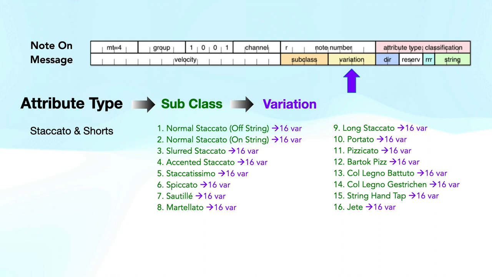I'm still going through the attribute types for staccatos and shorts. Yep, we got it. Bartok pizzicato, yes, it's there, with actually 16 variations of your Bartok pizzicato if the library has it. Oh, I'm still not done, sorry. Okay, now we're to variations, and each one of those has 16 variations. This is a very complete specification.